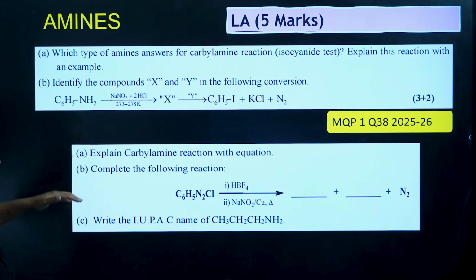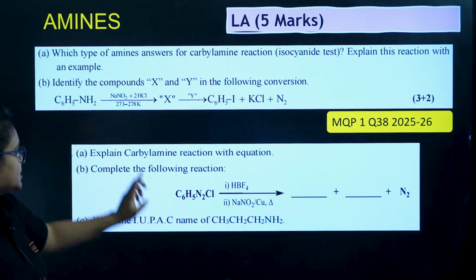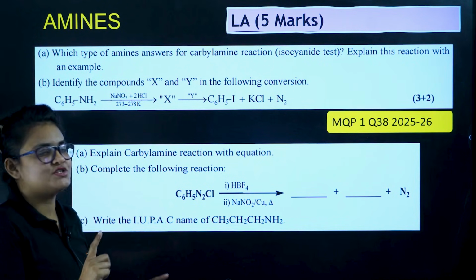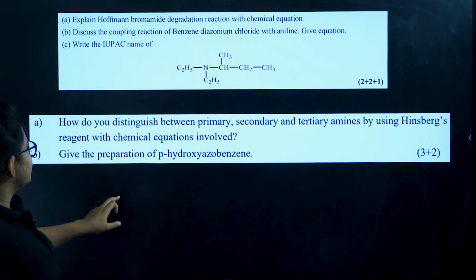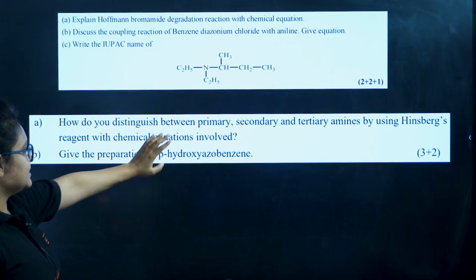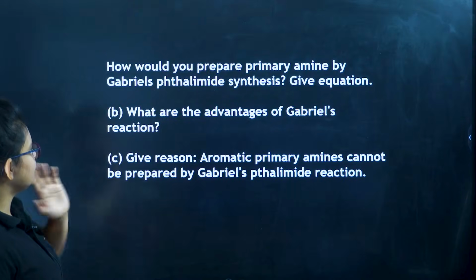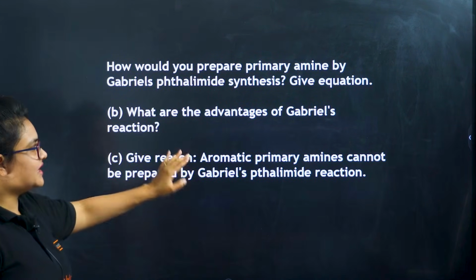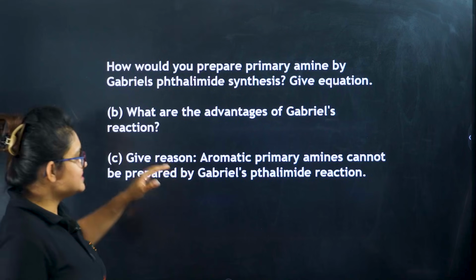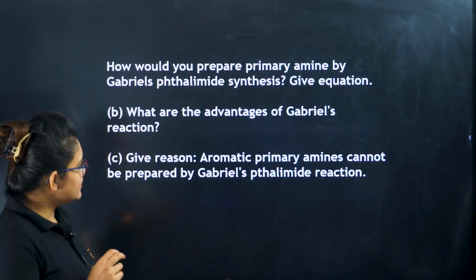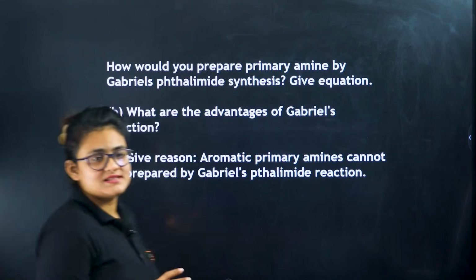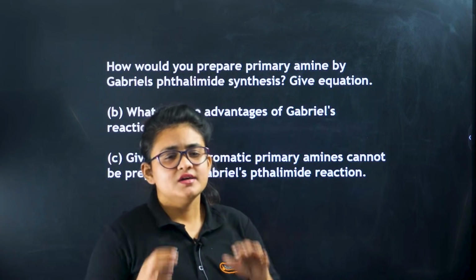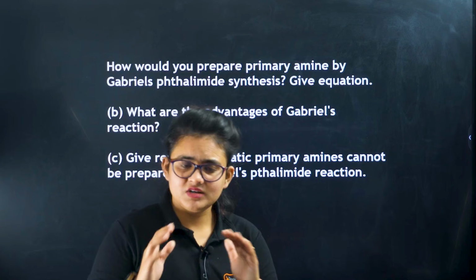Here I mentioned some of them, and another question you can see is the carbylamine reaction. This is one of the must-have questions that you have to study from this chapter. Here comes the Hinsberg reagent, and now here you can see the Gabriel phthalimide, and that one question related to it: primary aromatic amines cannot be synthesized by Gabriel phthalimide synthesis. What's the reason behind it? If you do this much, it will be more than enough.